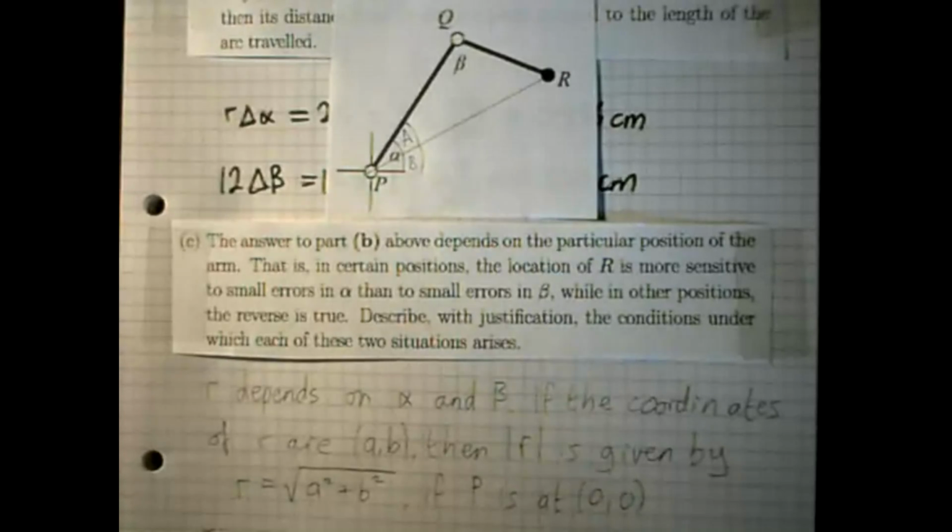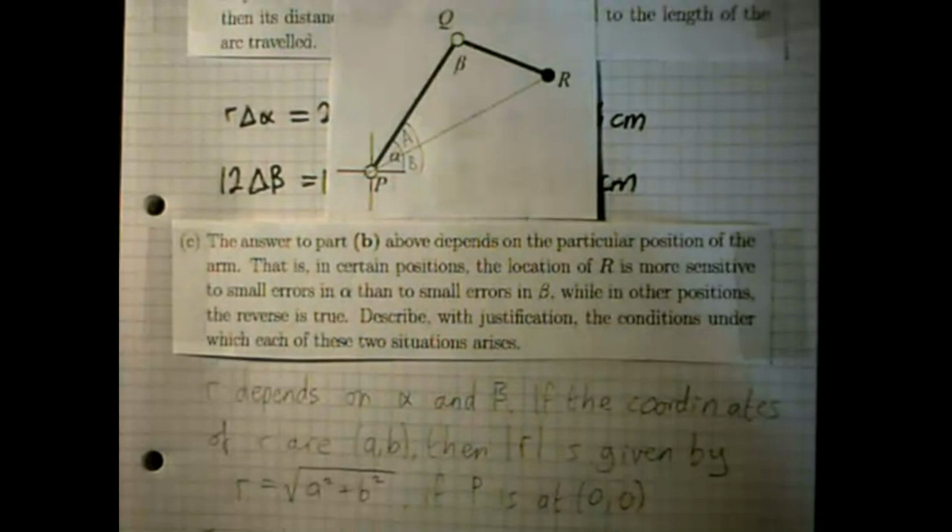In part C then, you're told that the answer in B depends on the particular position of r. In other words, that the error in alpha doesn't always cause a greater error in the location of r than the same error in beta. You have to describe in what situations the error in alpha will cause a greater location error in r than beta, and vice versa.